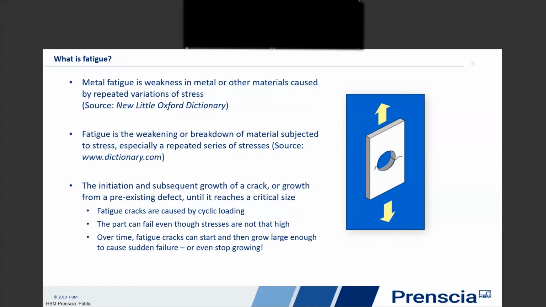Now, we'll see that this initiation portion is very, very statistical. But fatigue cracks are caused by cyclic loading, not time at stress, but changes in stress. Even if the stresses aren't that large compared to our static criteria, yield, UTS, we still can see failure. And in many cases, a crack can initiate and eventually grow to failure.